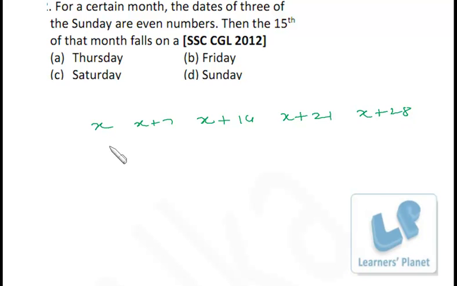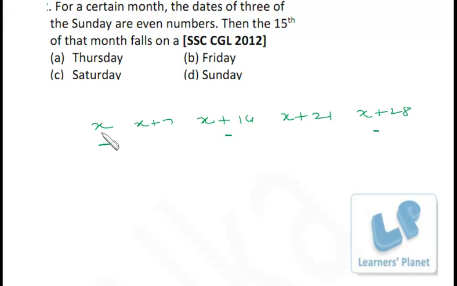See here, if I take X as an odd number, then X plus 14 will be odd, then this will be odd, but we want it to be even, and even this will be odd. So we are left with just 2 even. So I take X as an even number.